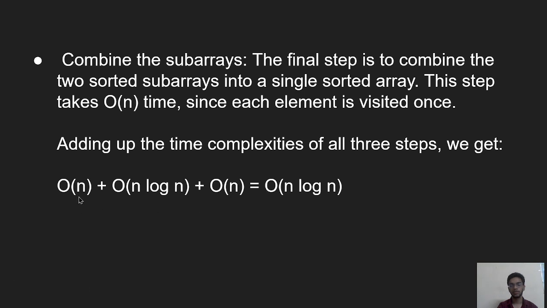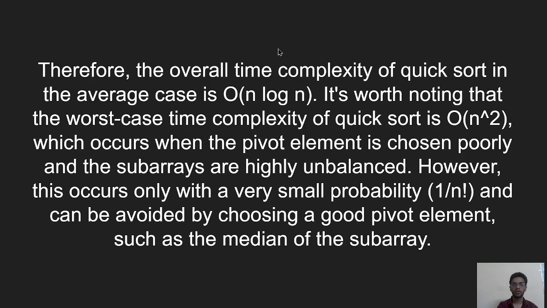O(n) is the time complexity of partitioning, and n log n is the time complexity of recursive calls which add as an n factor of partitioning, and after merging the array which adds the factor of O(n). Now the overall time complexity of quicksort in average case is n log n.